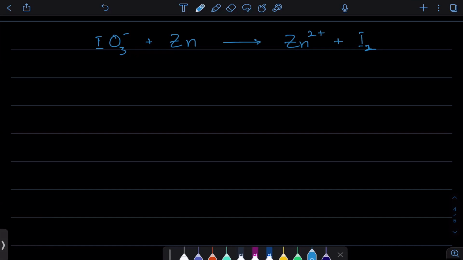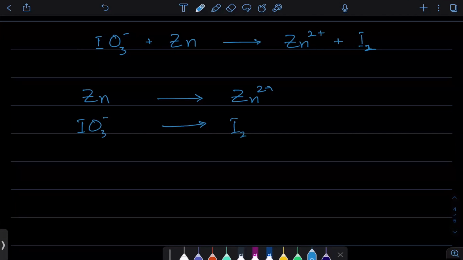So here's what I'll do. I will focus on individual species. So I have zinc, which is changing to zinc ions. That's all the information that I have in the question. Similarly, I know that I have iodate ions and they are giving me iodine. But here's the thing. Oxygen is going somewhere. I don't know where, but oxygen is not here, it's not balanced. So let me start by seeing what's happening here.